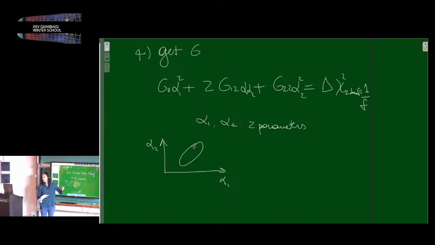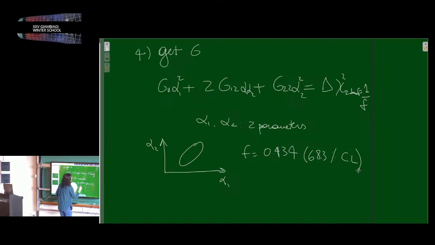So if you want to plot the 1 sigma contour, this F will take a value of 0.434, okay? This is for the 68.3% confidence level, okay? And say you want to plot the 2 sigma contour, this F, I call this delta chi square 1 over F, this F will take the value of 0.167 for 95% confidence level, okay?